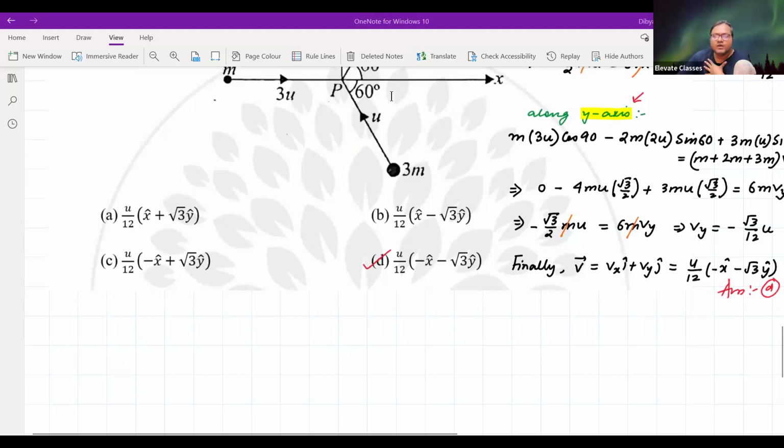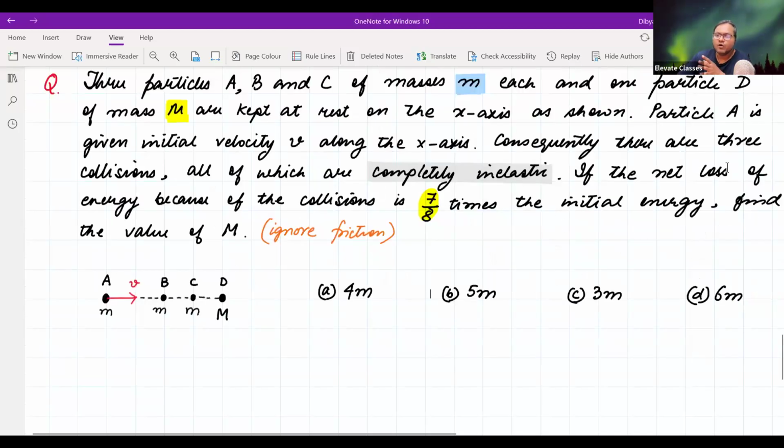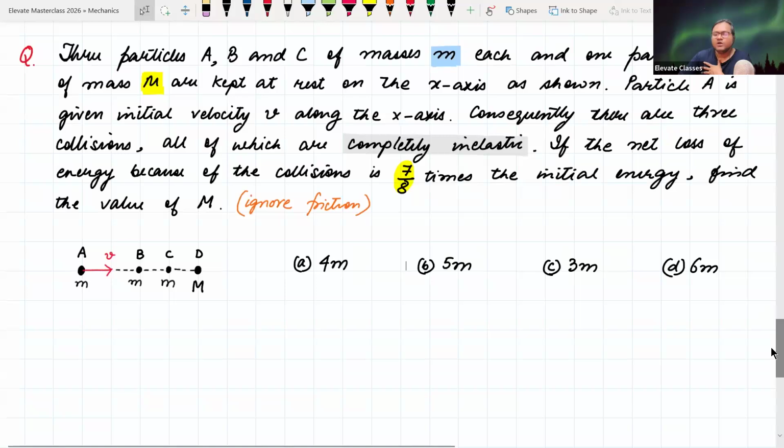There are questions involving multiple collisions. You can have a sequence of collisions that take place one after another, and all you have to do is somehow connect the sequence of collisions together. Okay, so this is your next question. Again, it involves conservation principles. You just have to connect the dots because there is a sequence of collisions taking place one after another.